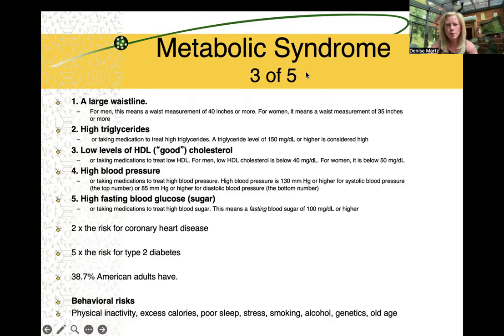And we know when people have three out of these five, they have twice the risk of coronary heart disease. So that's going to be risk for stroke or risk for heart attack, five times the risk for developing type 2 diabetes. And we know that close to 40% of adults in the United States have this.